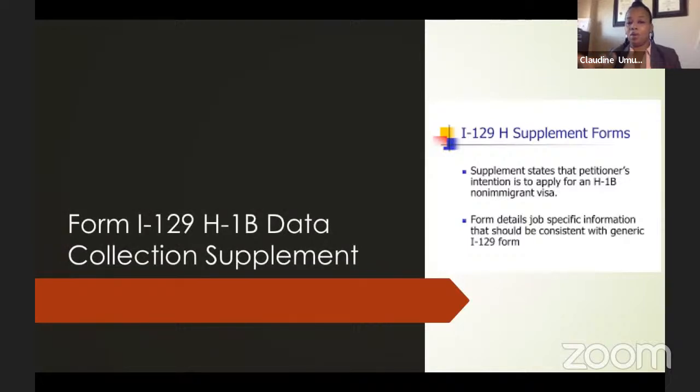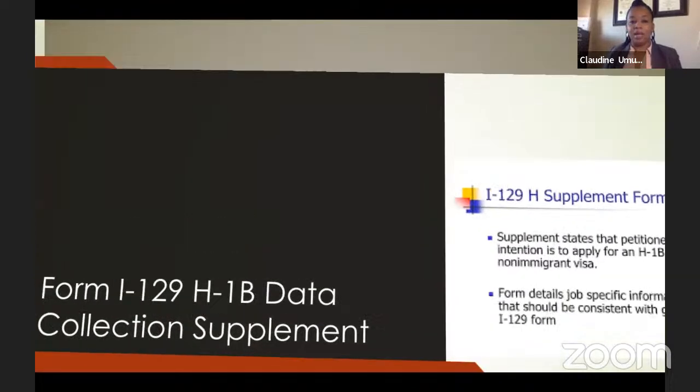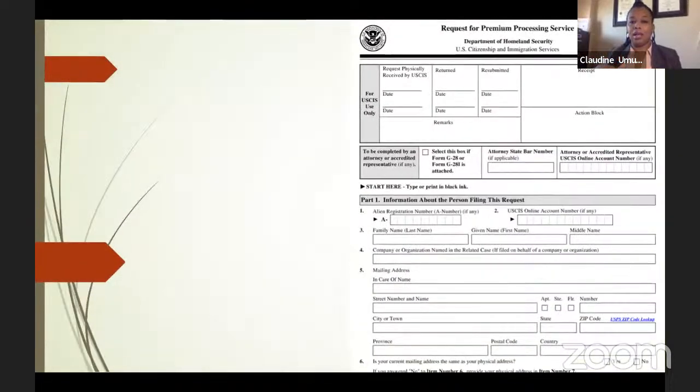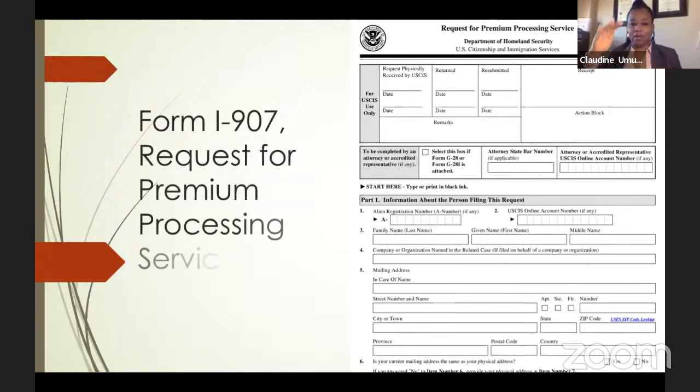Okay. Right. So I already talked about the H-1B data collection and the H-1B supplement. These are the forms we need to file. And in the end, I will give you a summary of what we discussed.